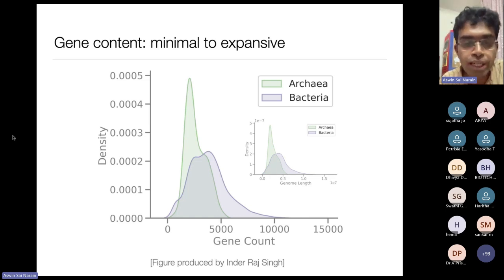The number of genes is an indication of the functional capabilities of an organism. And if we were to look at that, you'll see that bacterial genomes have anywhere from say 100 odd genes all the way to 10,000 plus genes. And again, you see that most bacterial genomes have a gene count between 2000 to 5000 genes.